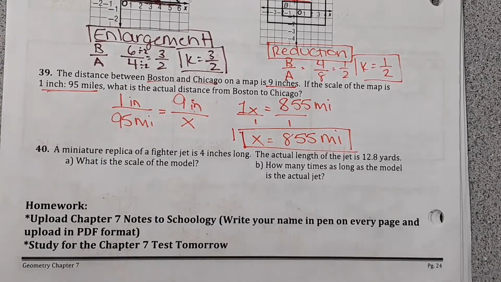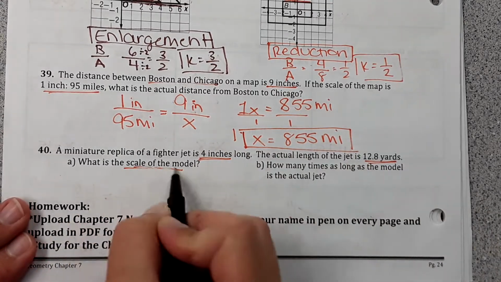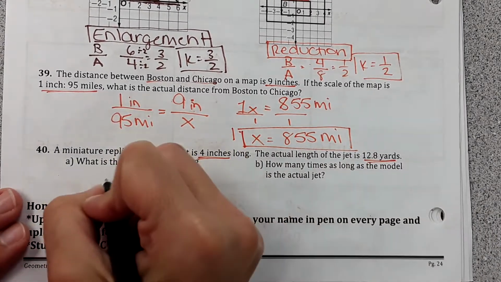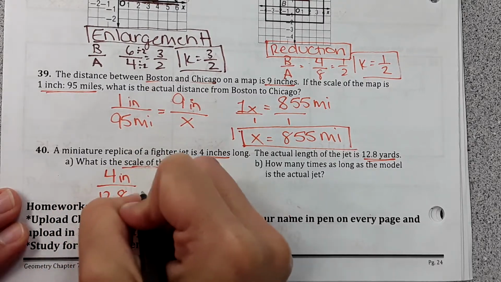So number 40, the last question. A miniature replica of a fighter jet is 4 inches long. The actual length of the jet is 12.8 yards. What is the scale of the model? So model always goes on top, so 4 inches over 12.8 yards.